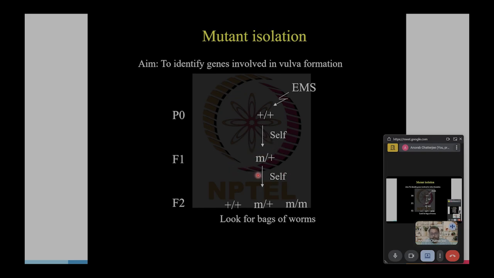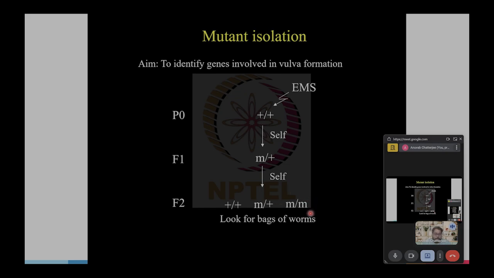You self it again, and this is what you should see in the F2 generation. You should have a wild type over wild type worm, you should have a mutant over wild type, and you should have a worm which has the mutation in both the alleles. This is where you will be looking for your phenotype. So in a plate of worms, you will look for a phenotype, and this is the worm that will show you the phenotype. And then you go after it with all your genetic tools and figure out what exactly was the mutation and what was the function.